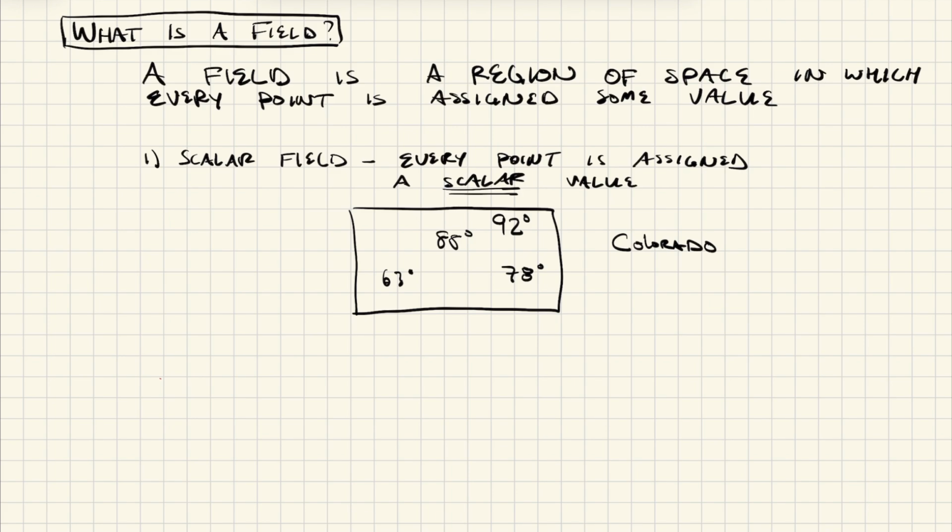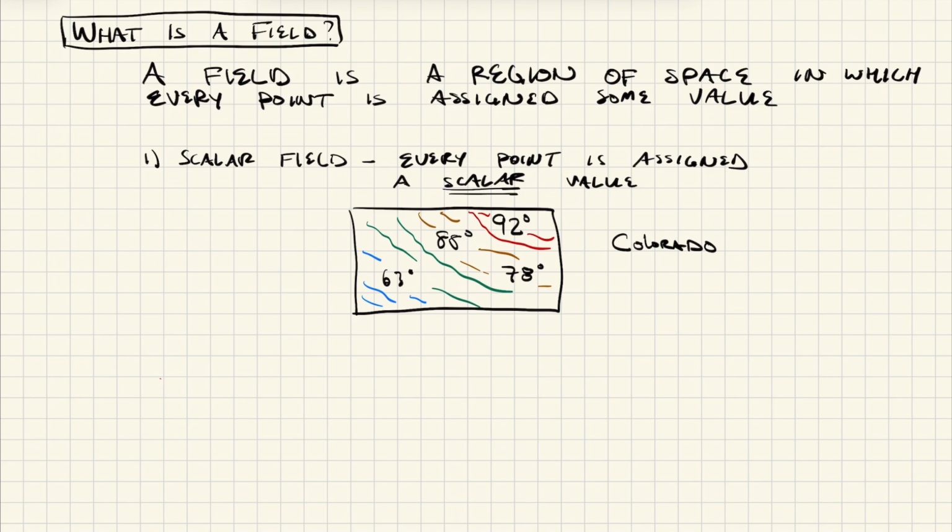But you've seen these maps where these parts are all colored, such that the color corresponds with temperature. So basically every single pixel on this map is assigned a color, and that color is really just a scalar numerical value for the temperature at that position. And so this would be a scalar field because every single location in Colorado has been assigned a scalar value.